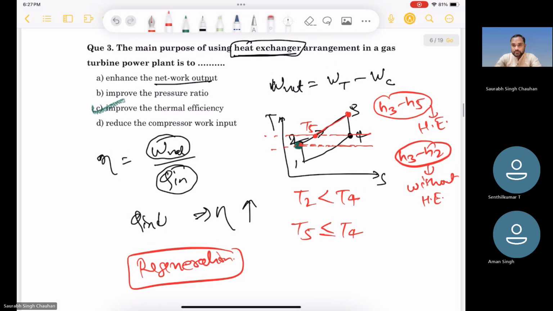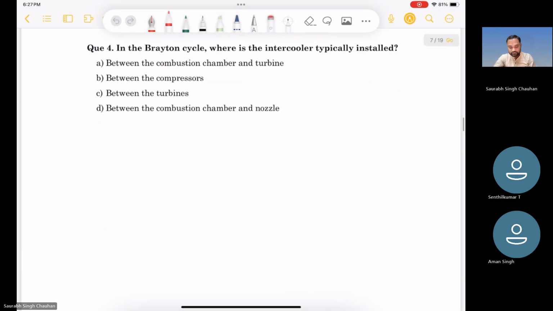Okay, so if it is clear, then we can move to question number 4. Question number 4 says, in the Brayton cycle, where is the intercooler typically installed? In the previous question, it was the heat exchanger. Now it is the intercooler.